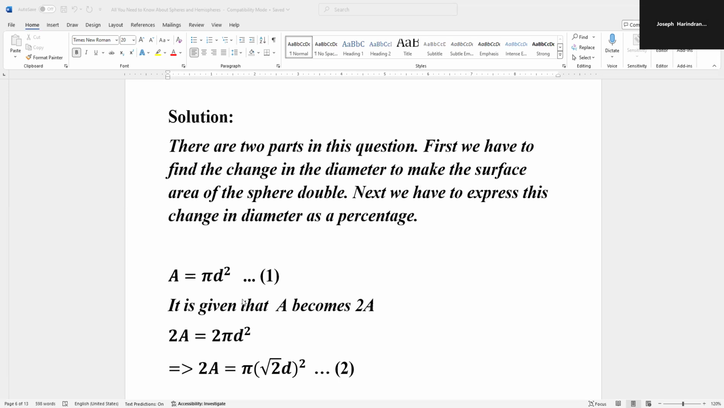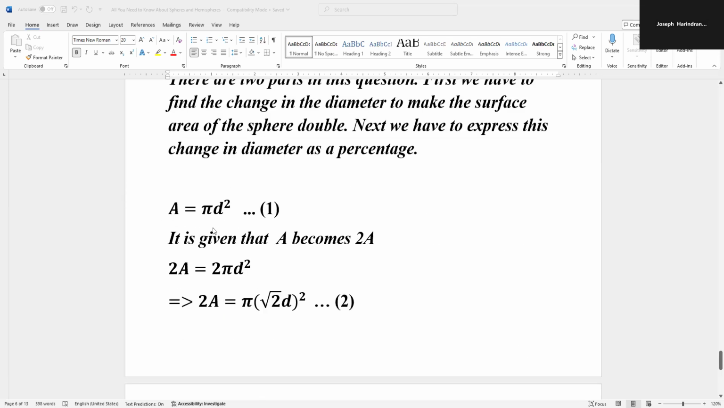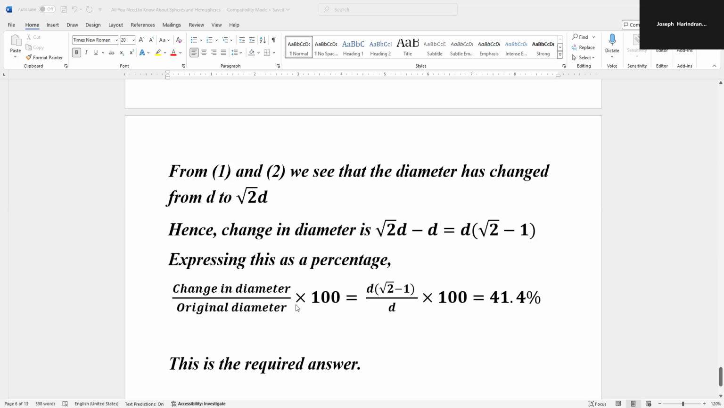Now comparing the first and the second equation, from 1 and 2, we see that there is a change in the diameter. See, pi d squared, for 2A it becomes root 2d. So the change in the diameter is root 2 times, square root of 2 times d, the diameter. So the diameter changes from d to root 2d. Hence the change in the diameter, this is the first part of the question.